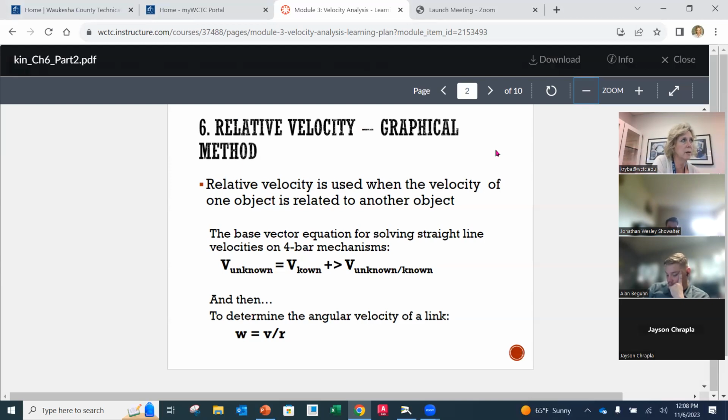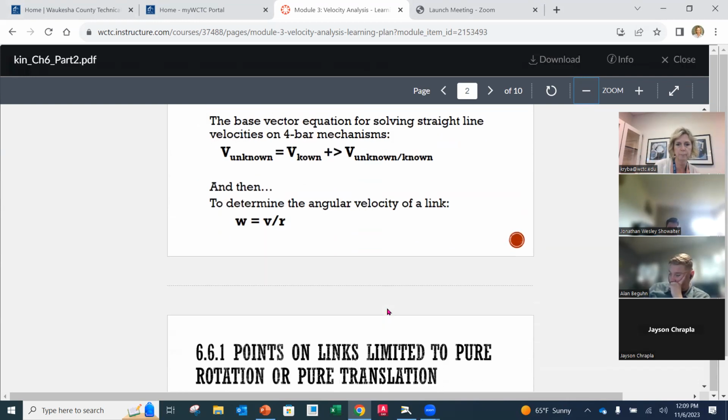Additionally, we want to remind ourselves that if we end up needing to determine the angular velocity of any single link, we can use a known velocity on that link divided by its distance away from its center of rotation, or its radius. We used this the last time we were together. So it's that W, or lowercase omega, is equal to the velocity, straight line velocity of a point on that link divided by how far it is from the center of rotation. So that's going to be something that's going to come up as well for us, that equation.